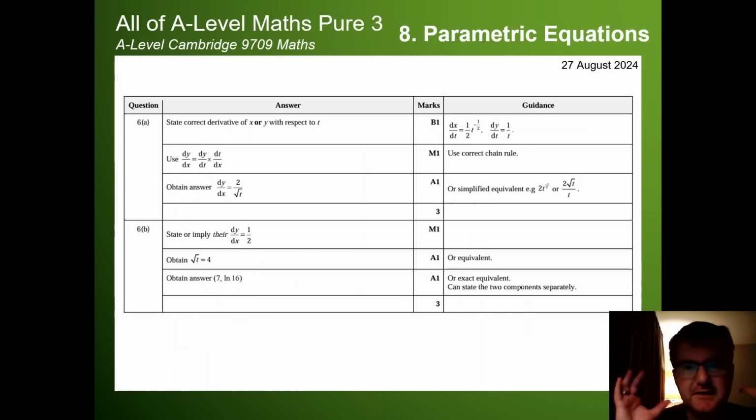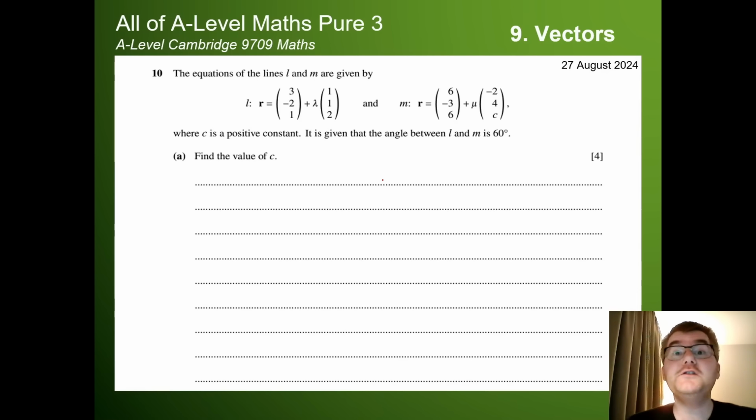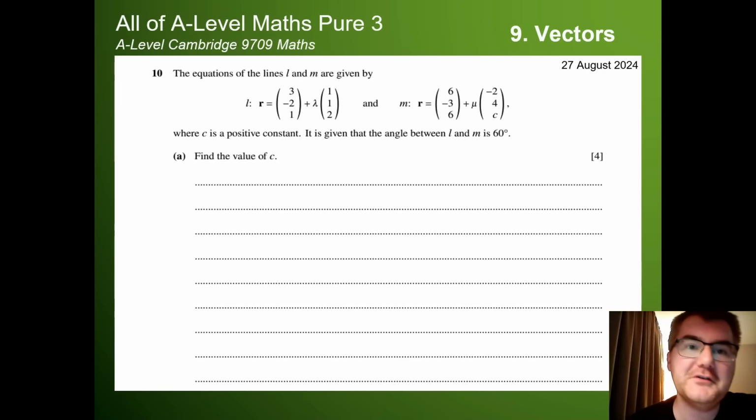Okay, so you can have a look at these solutions here and see how we've been using the chain rule to work with these parametric equations. Okay, and on to the vectors part of the course. Yes, it's time for more practical topics.